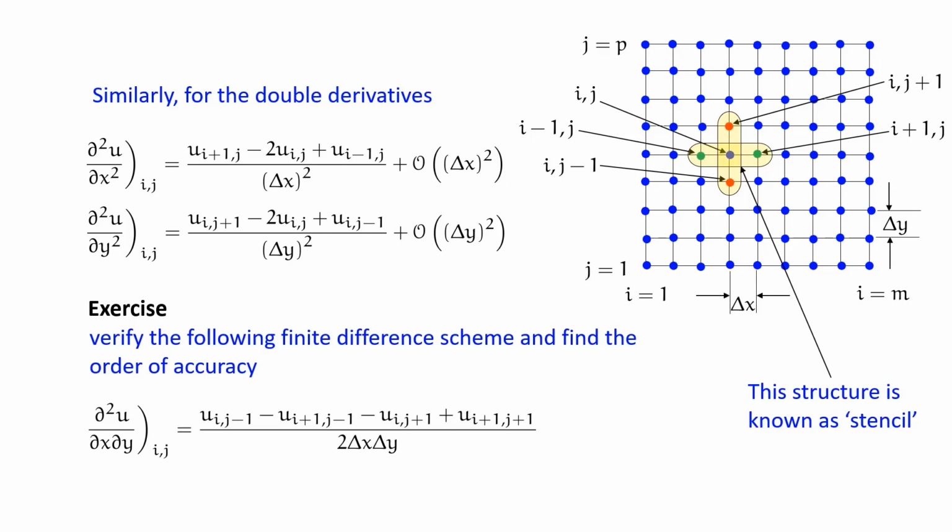You can now check that the following expression for the cross derivative del 2u del x del y is indeed a right expression, and try to figure out the order of accuracy of this expression. Your order of accuracy will include both delta x and delta y, just to give you a hint. And if you can carry out this exercise properly, then you are all set to take on partial differential equations.